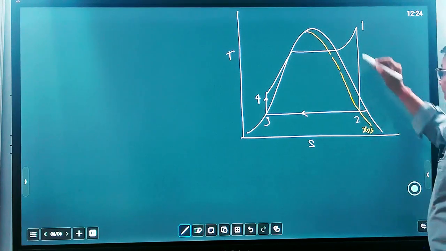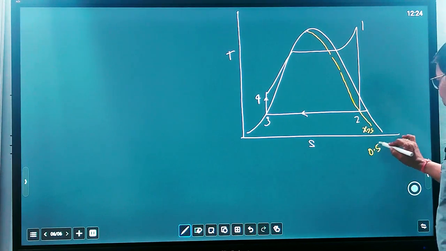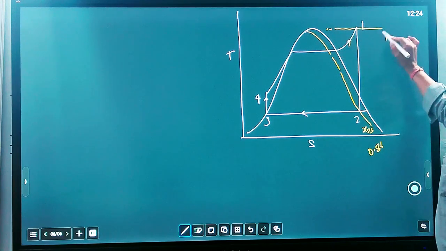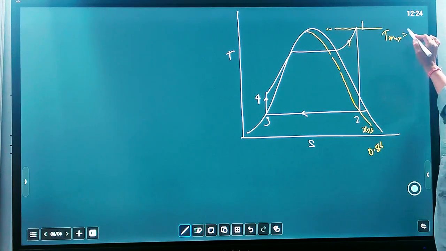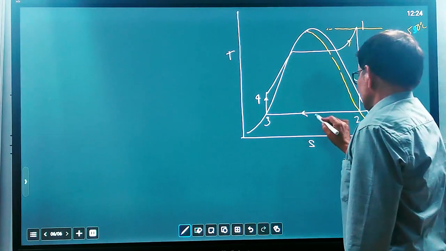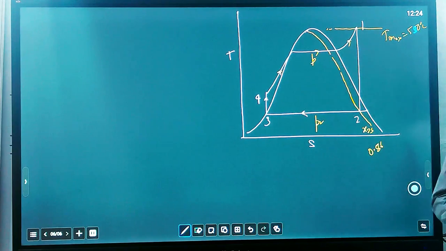At this point, quality should not be less than 0.85. Regarding the temperature limit, we first meet T maximum. T maximum means 550 degrees centigrade. Once we fix the temperature, what can we do? We can increase pressure. This is P2 and this is P1. By increasing pressure, we can increase the mean temperature.